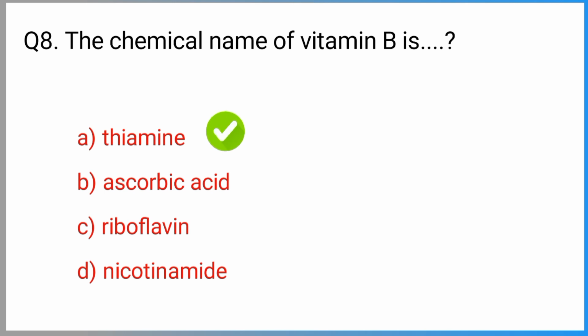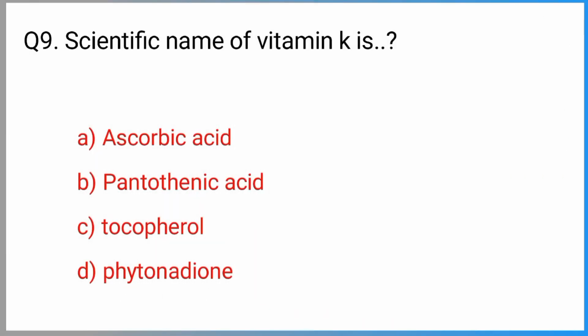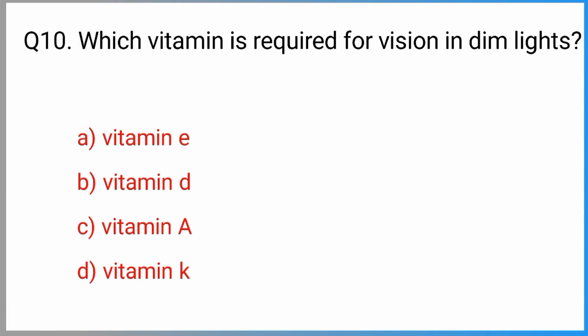Question number 9. Scientific name of vitamin K is. The correct answer is option D, phytonadione. Question number 10. Which vitamin is required for vision and dim lights? The correct answer of that question is option C, vitamin A.